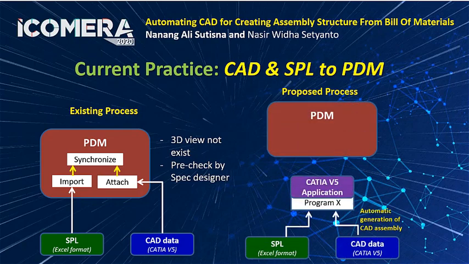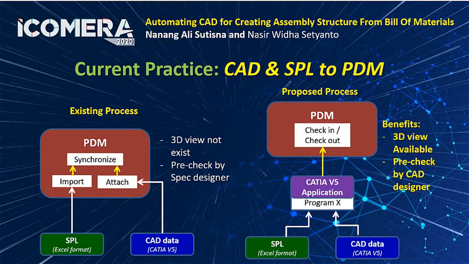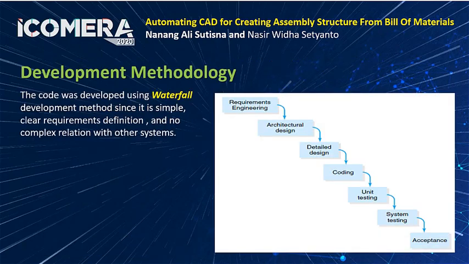The proposed solution is to generate the assembly inside the CAD system automatically. Of course, this is based on the structure defined in the SPL. And later on, it is checked into the PDM. By doing this, there are benefits such as the 3D view will be automatically generated in PDM and the pre-check can be done by the CAD engineer. The program to do that is called XL to CAD. Now we move to the development stage.